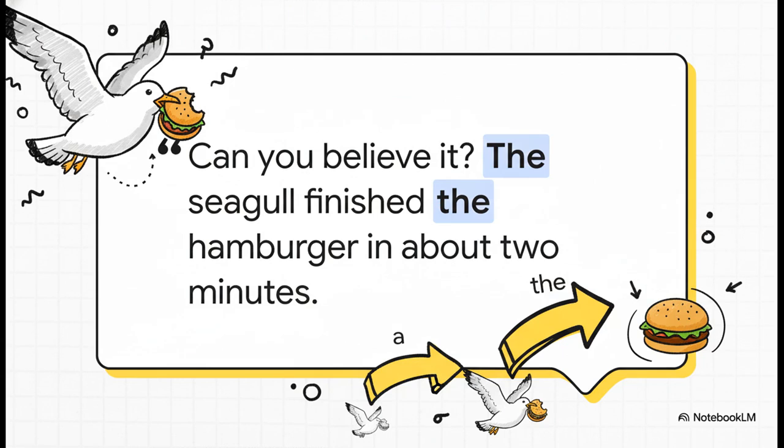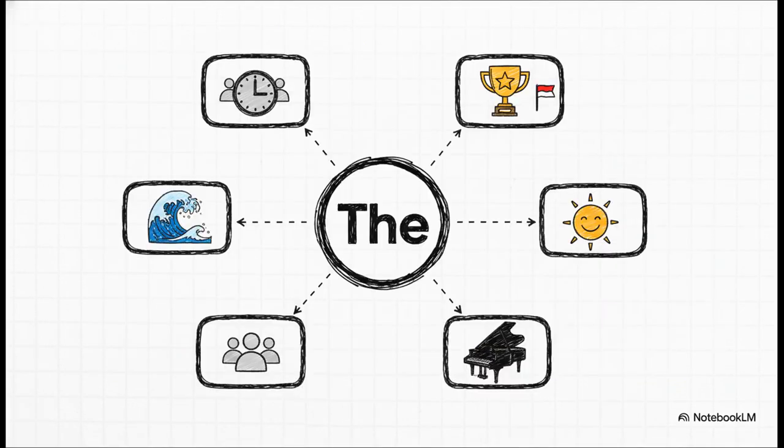The second I mention them again, we both know exactly which ones I mean. We're talking about the seagull and the hamburger from the first sentence. They've become specific to our story, so I switch to the. Honestly, this is the most important takeaway of the whole thing. A introduces, the specifies.